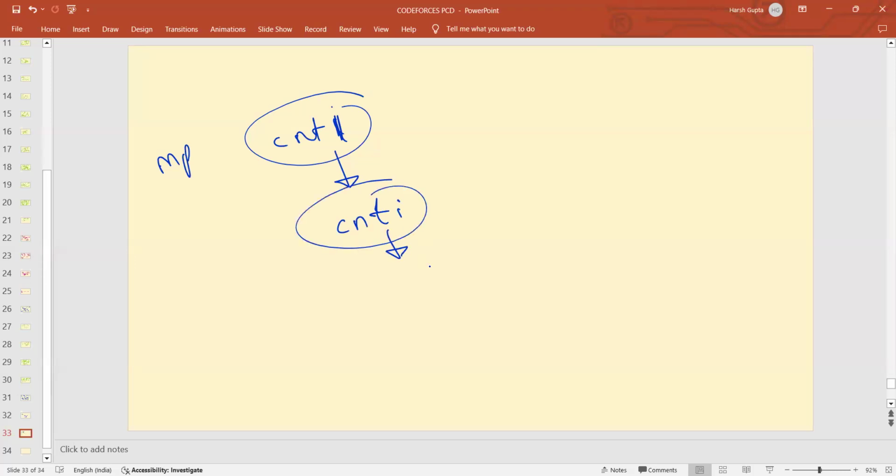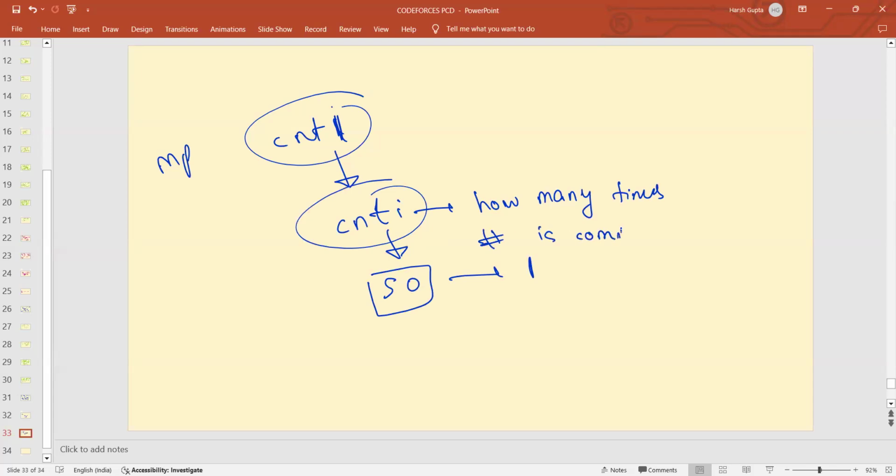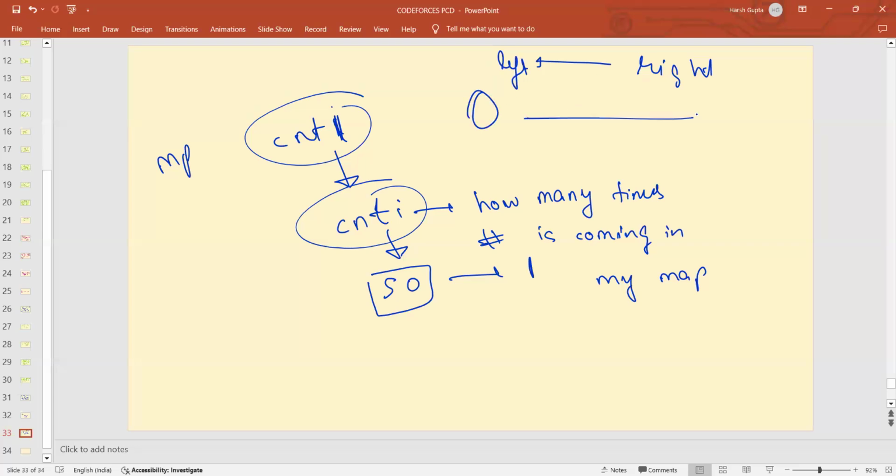So this count I basically stores, for every number from 50 to 1, how many times this particular number is coming in my map. Because I am going to traverse from right to left and choose every index as my starting element. So for this starting element, towards the right, how many times every number is coming from 50 to 1, that is something this vector is storing.